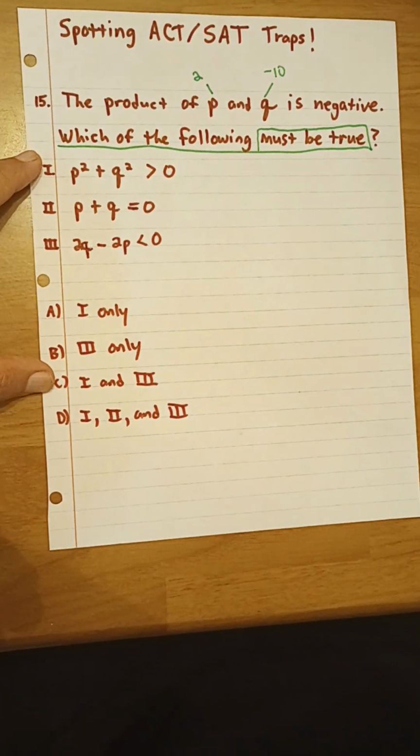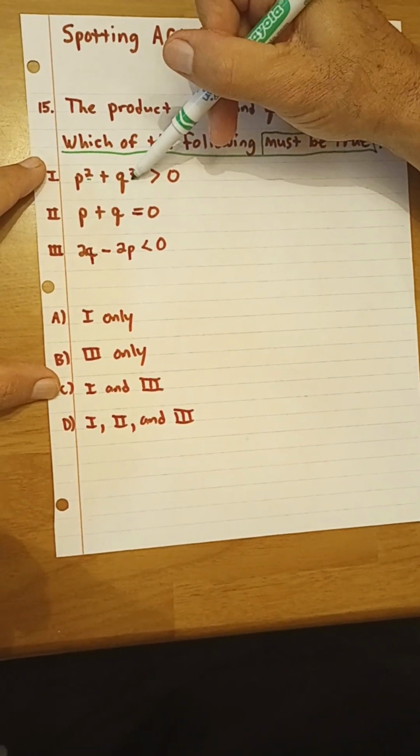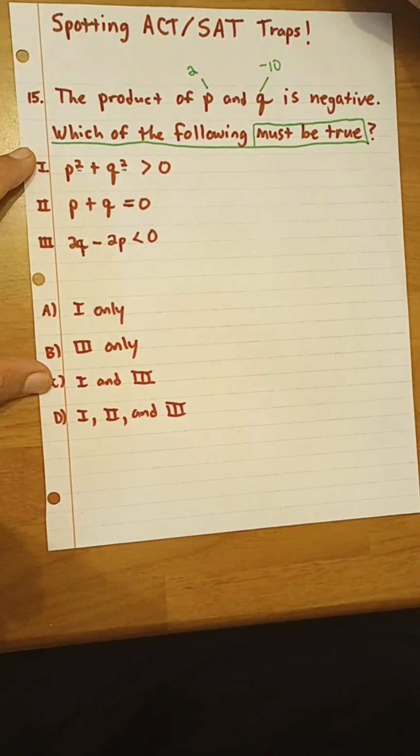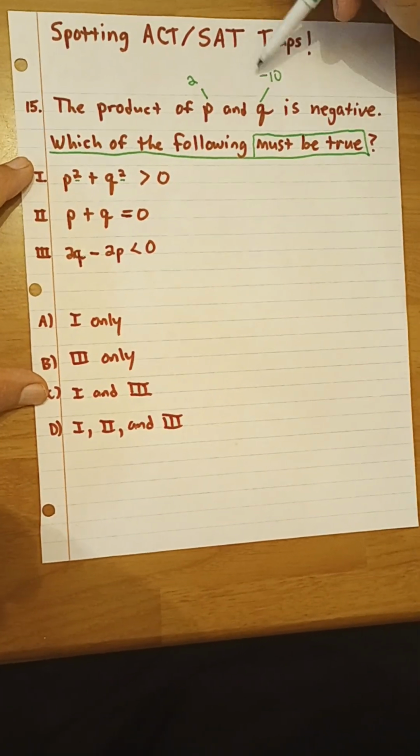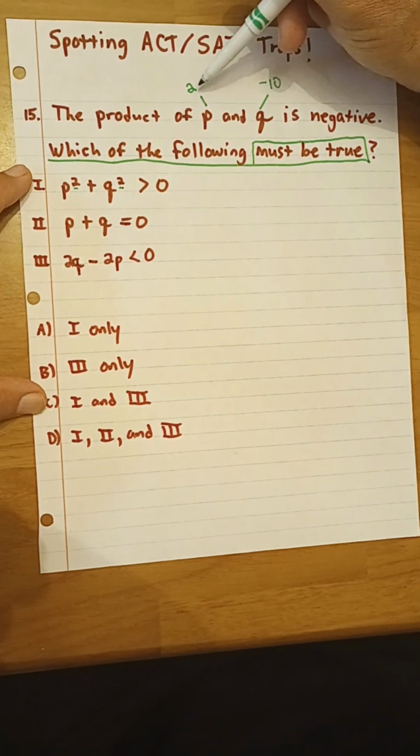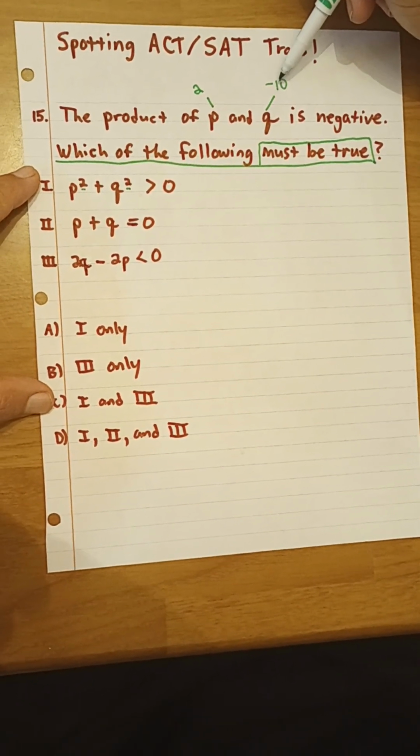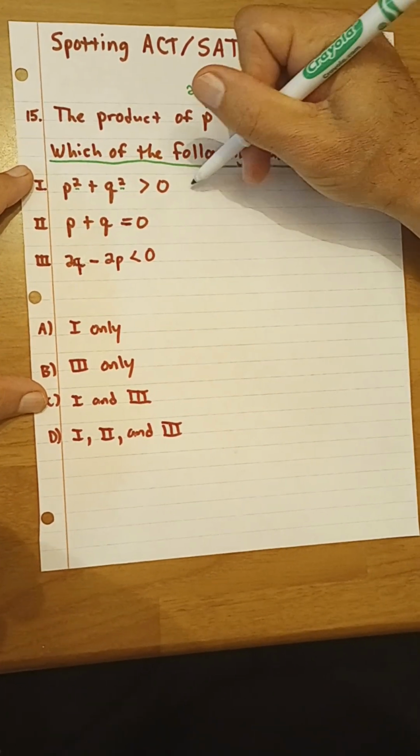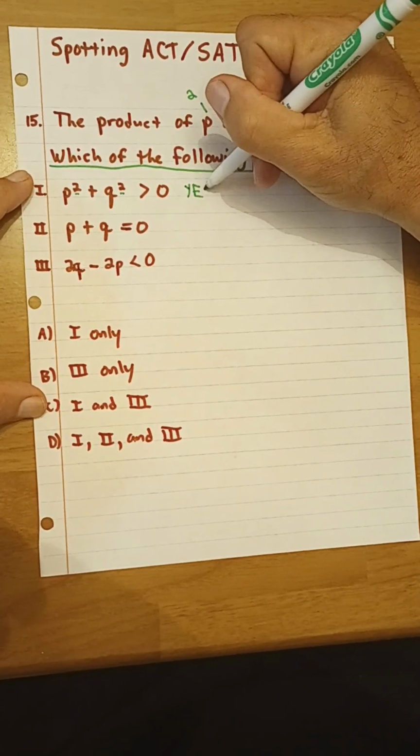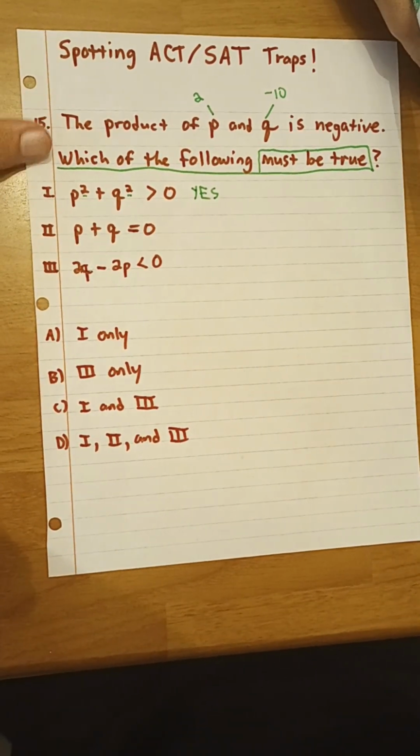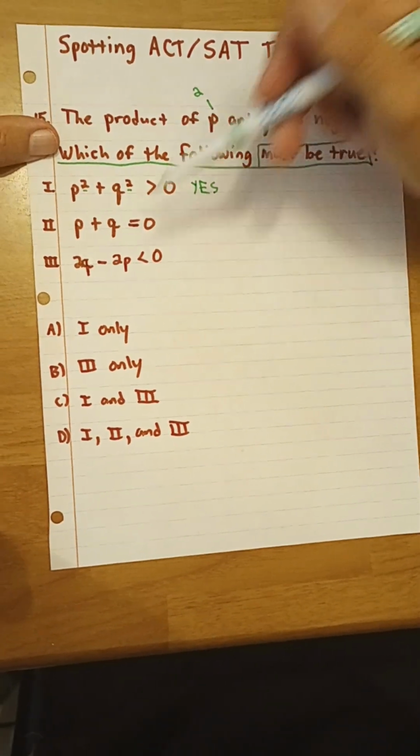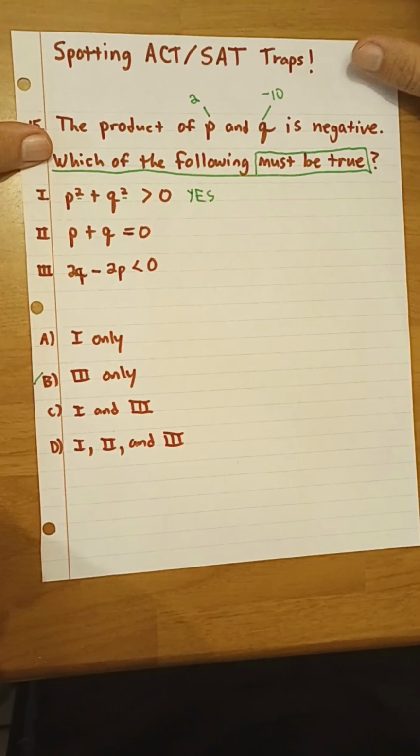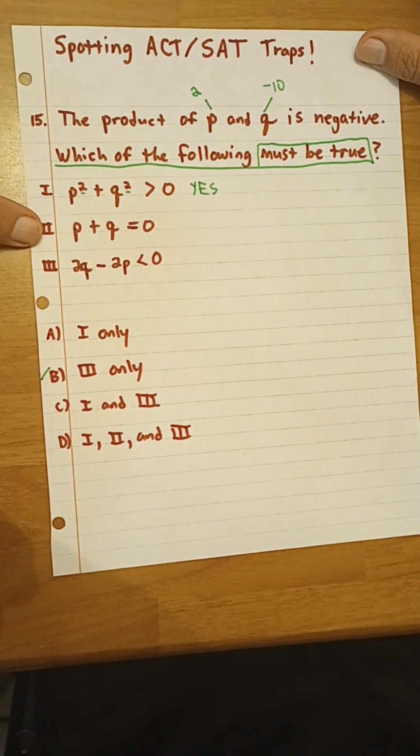Now, if we look at the first option here, P squared plus Q squared is greater than 0. We remember that any number raised to an even power is going to be positive, with the exception, of course, of 0, okay? But here we have 2 and negative 10. So if we square 2 and negative 10, we will indeed get a number that is greater than 0. So this is a yes, and we're going to eliminate anything that does not have a 1 in it, right? So B has to be out, which is 3 only, and the other answers do have 1 in it. So let's take a look at 2.